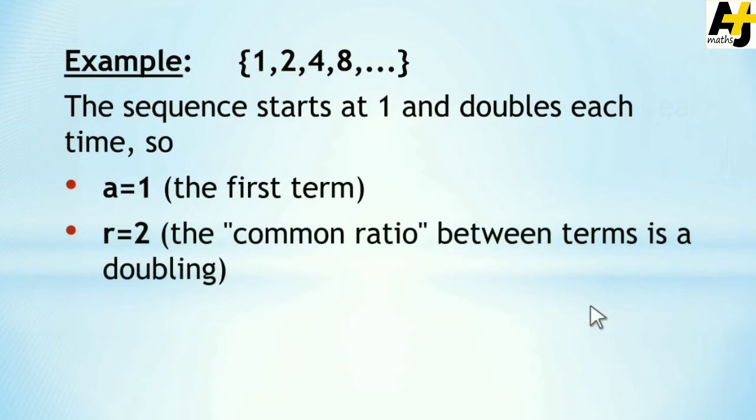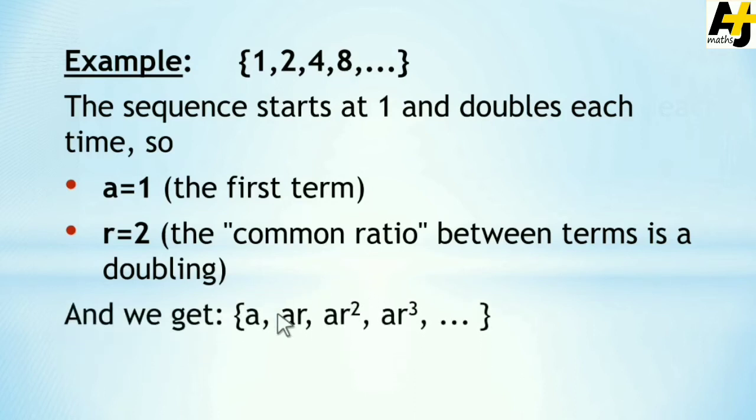When we double the first one, we get 2. 2 doubled is 4. 4 doubled is 8. 8 doubled is 16 and so on. So it is a geometric sequence. And we get the general term. If we compare these 1, 2, 4, 8 with these, so A1 is 1, AR is 2, AR square is 4, AR cube is 8 and so on.